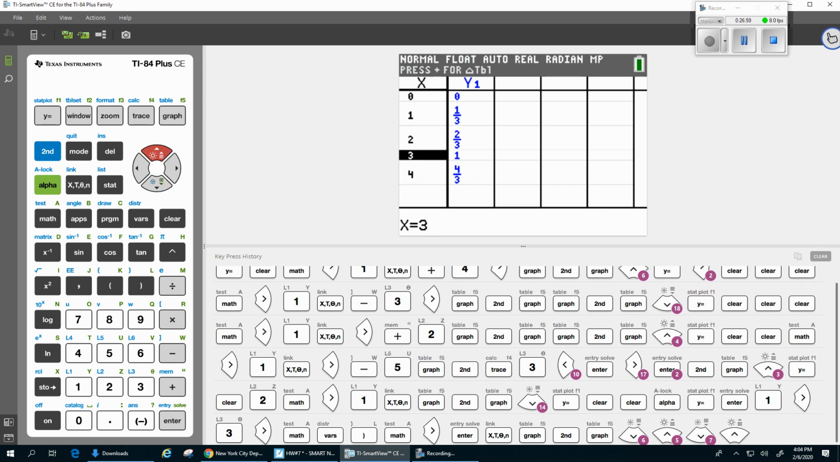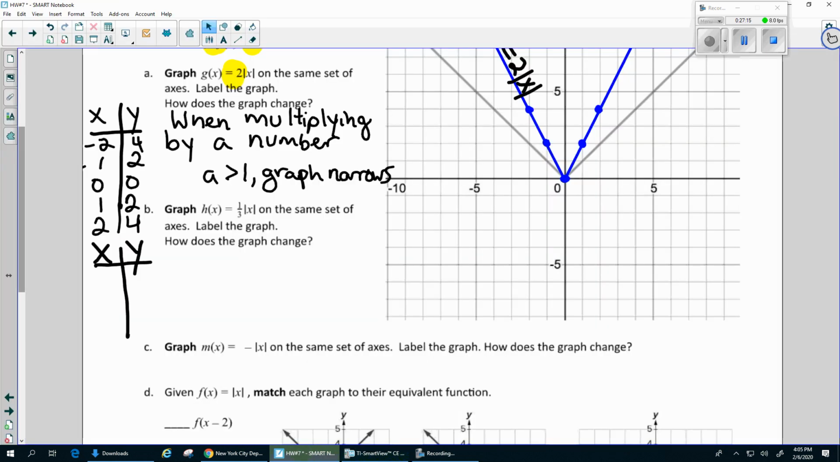and 3, 1. And you can continue to 6, 2, and guess what? If I go back up, -6, 2. So let's record this on our paper. So 0, 0 is my vertex. And then -3, 1 and -6, 2 are my other points. And then it was 3, 1 and 6, 2.